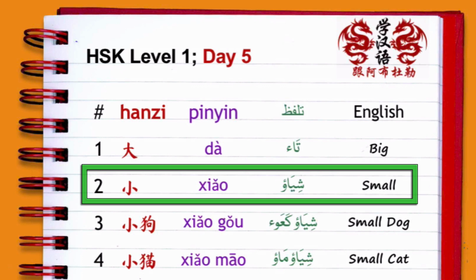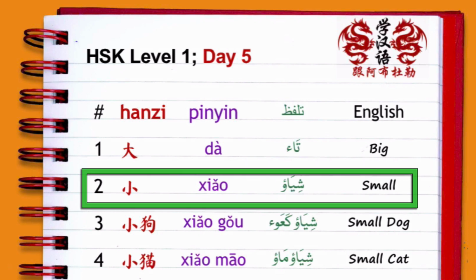That means either big or small. And interestingly, 大小 means dimensions. In the Chinese language, if we want to say the dimension, then we normally use this word 大小. So 大 means big and 小 means small.